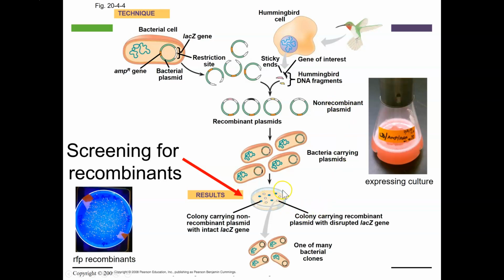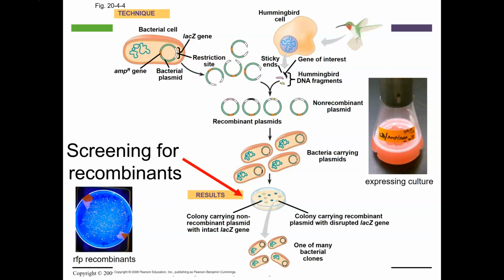Look down here at this drawing of a plate that resulted from a transformation using this mix of plasmids. Any colony that is not recombinant, that doesn't have an insert in the plasmid, is going to be blue. Those blue colonies are not interesting. You don't want to spend time looking at these because they're just the plasmid you started with, the one you probably bought from a supplier.